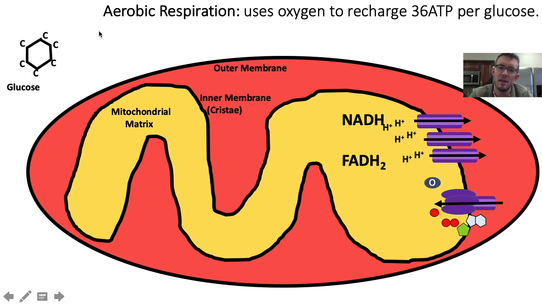There's a couple of ways that our body can use glucose to recharge ADP back into ATP. The main strategy that our bodies use is called aerobic respiration, and this occurs over several steps.